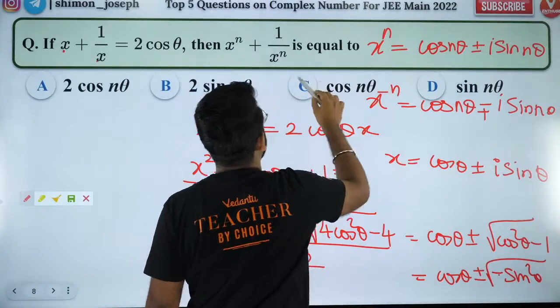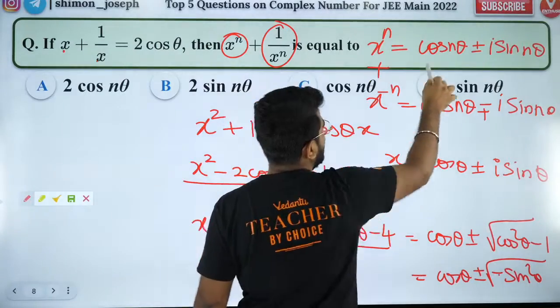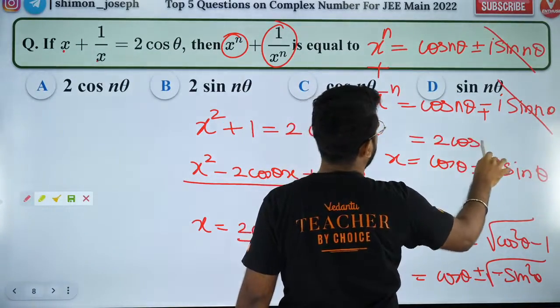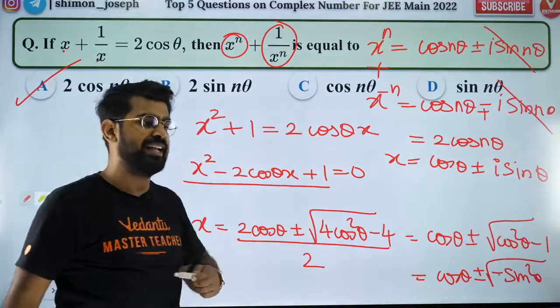Now I need to add both of them, x power n plus x power minus n. If I add both of them, these two will get cancelled, so I'll be left with 2 cos of n theta. That is your answer, which is option A.